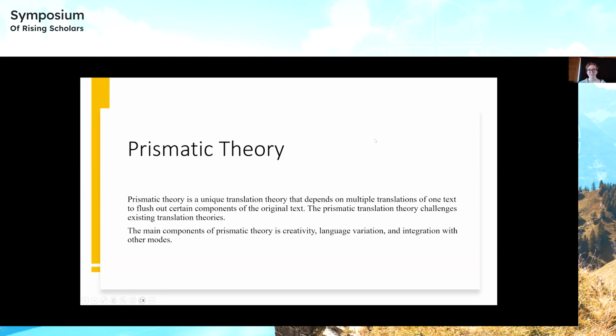The prismatic theory is a unique translation theory that depends on multiple translations of one text to flesh out certain components of the original text. It challenges existing translation theories because it's based on creativity, language variation, and integration with other modes like poetry, nonfiction, and fiction.